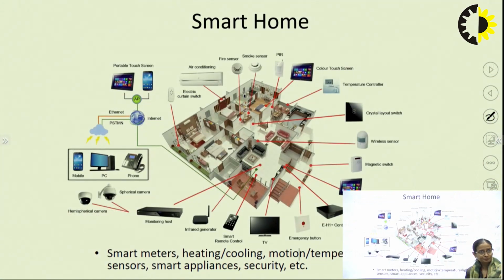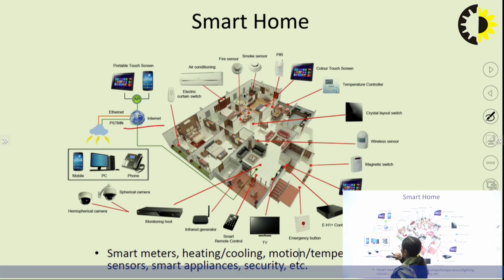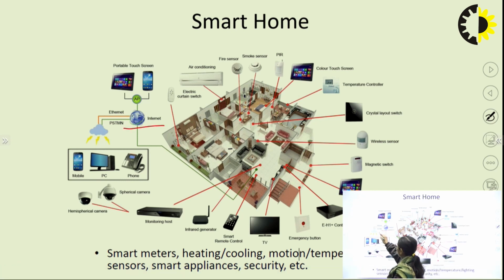This is your smart home, and we have various smart devices which are interconnected with one another. We could have smart meters, smart cooling systems, smart temperature regulation systems, smart appliances, smart security systems, etc. And if you look at the figure here, all these devices are connected with the internet, and through the internet we are connected over the cloud.